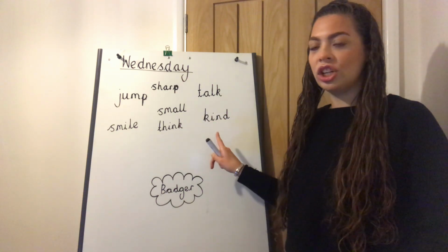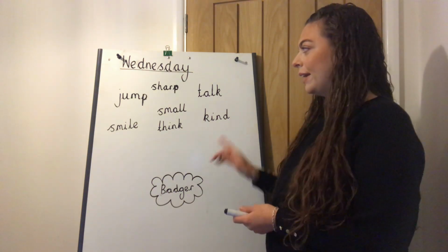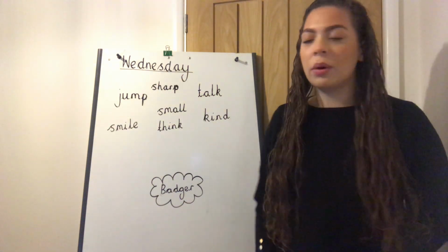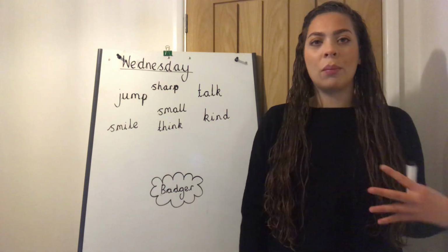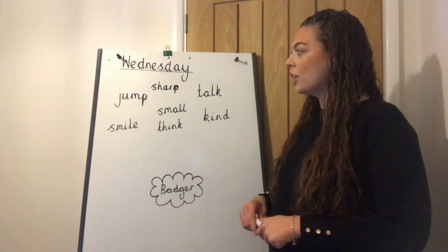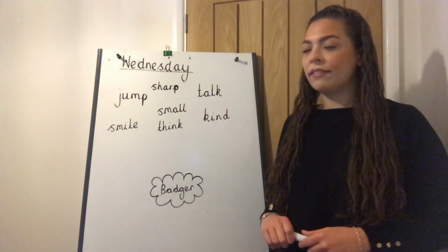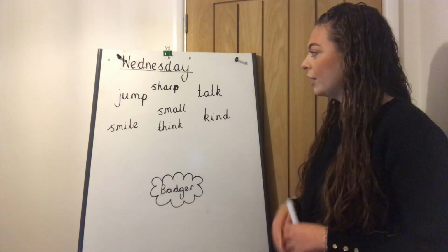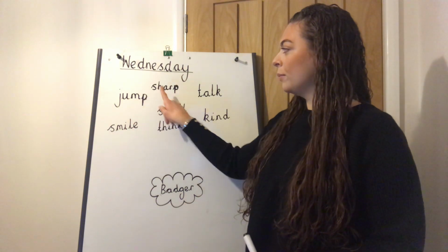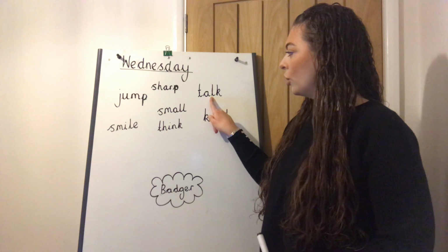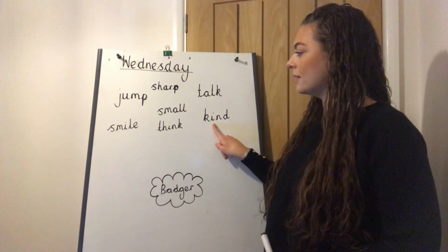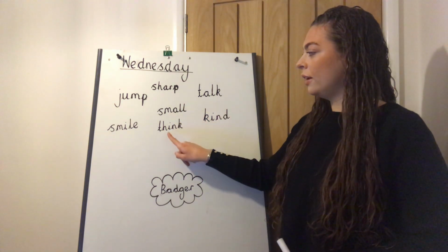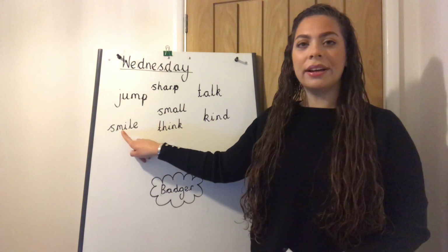I have got a mixture of verbs and adjectives written up here, and I want you to find out which ones are the verbs and which ones are the adjectives. So let's read through them all together first and then we can work it out. So the first one, we've got jump, sharp, talk, kind, small, think, smile.